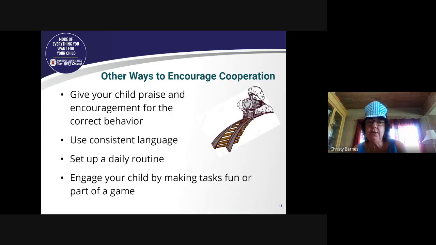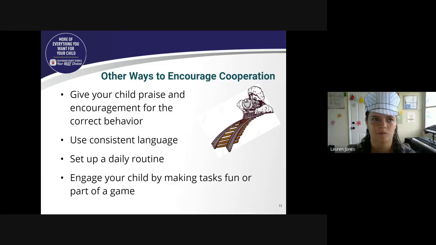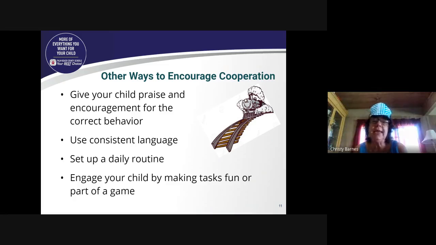Lauren, those are great strategies. Other ways to encourage cooperation is to give your child praise and encouragement for the correct behavior. We spend so much time as parents just talking about the problem behavior, but we really want to praise and encourage for the correct behavior. You want to use consistent language. You know what your child's used to, so use that same language.